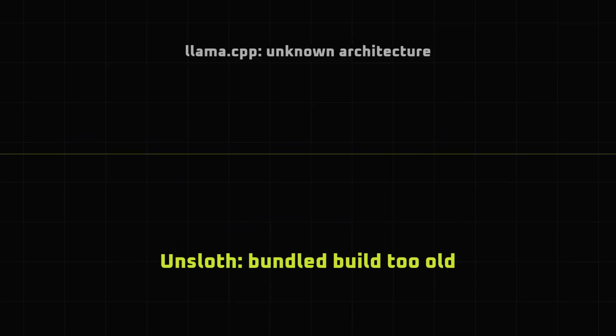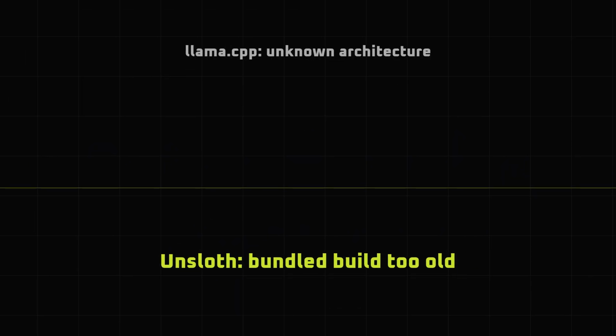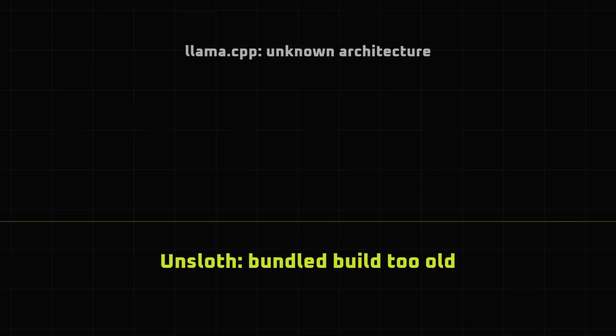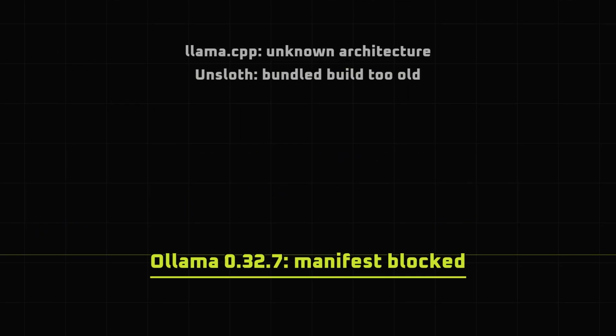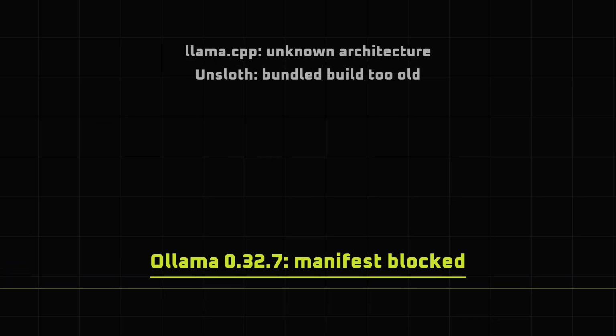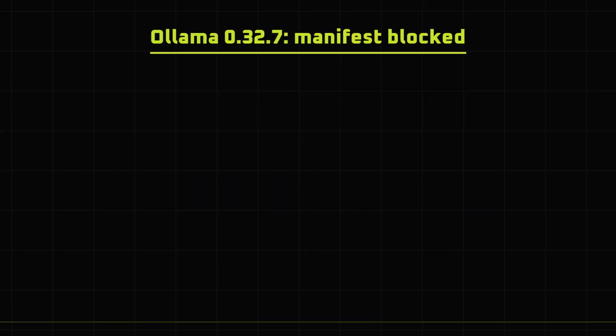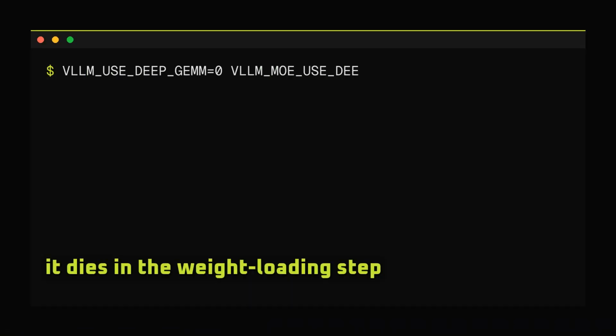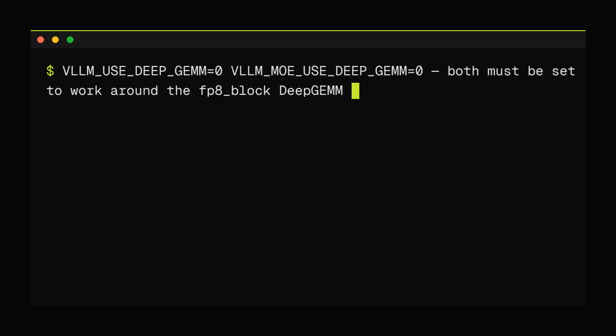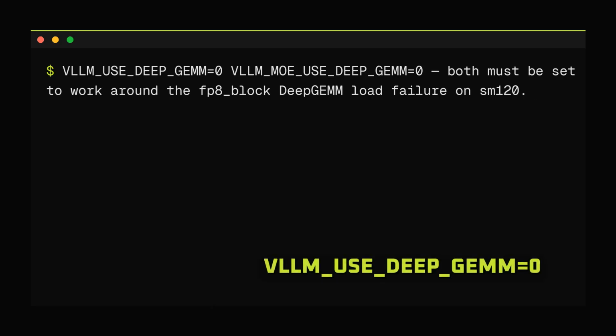In 1 week, the same complaint landed in 3 separate trackers. On llama.cpp, the server failed with an unknown model architecture, and that issue is now closed. In Unsloth Studio, the download works fine, and the llama.cpp build bundled with it cannot load the architecture. And Ollama shipped 0.32.7 with support in it, only for the manifest to refuse the download. The FP8 block build does not start on an RTX 5090 with DeepGem enabled. It dies in the weight loading step before the engine is even up. 2 environment variables get you past it.